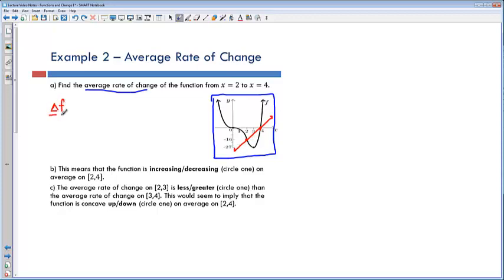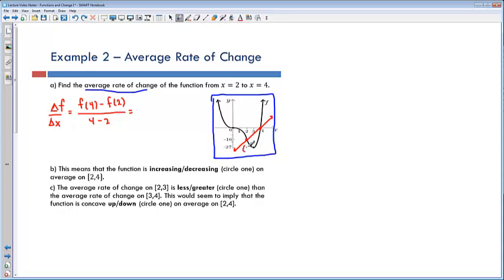So delta f over delta x. What we want to do is take f of the final, which is 4, minus f of the initial, which is 2, and then divide by the change in the input. So 4 minus 2. So change of output divided by change of input. And to find these values, of course, we're just going to read them off the graph.